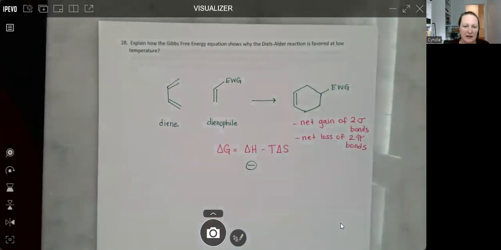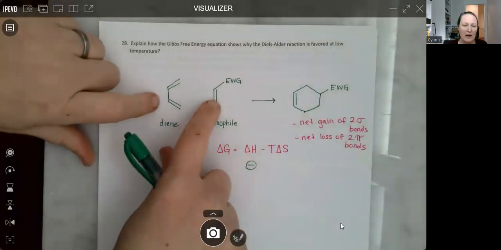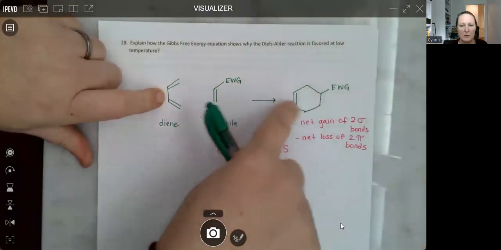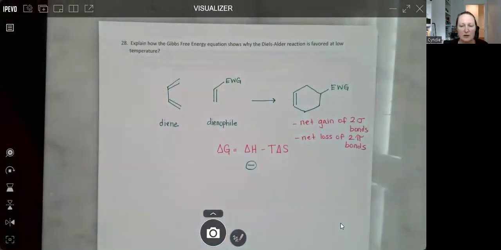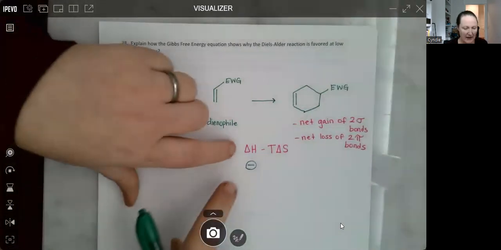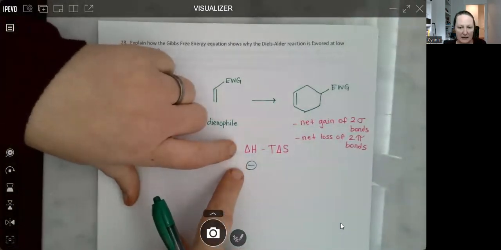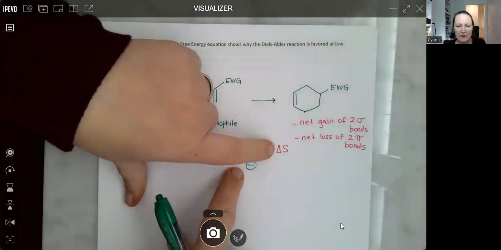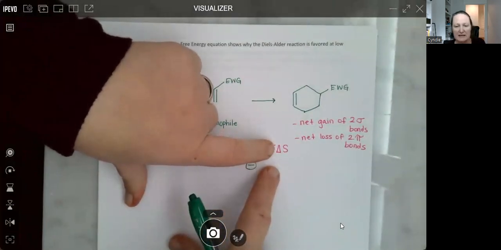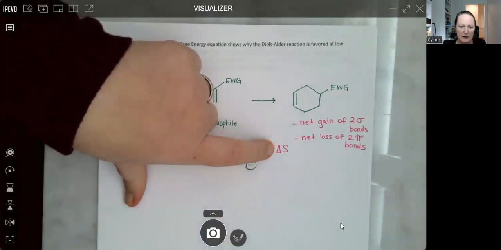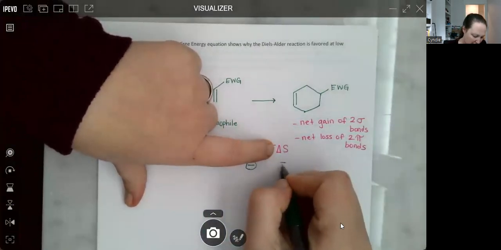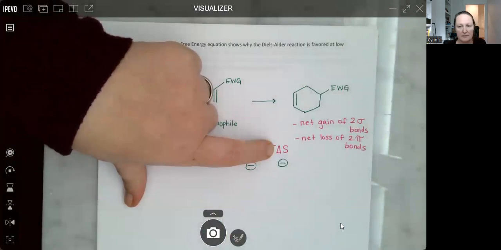And in addition to that, we're taking 2 structures that are not part of a ring and forming a ring, which limits conformational flexibility and rotation, which is also not favored through entropy. One of the things that's hard to remember is that enthalpy when favored is negative. Entropy when favored is positive. So because this is not favored in terms of entropy, the delta S is also negative, right?